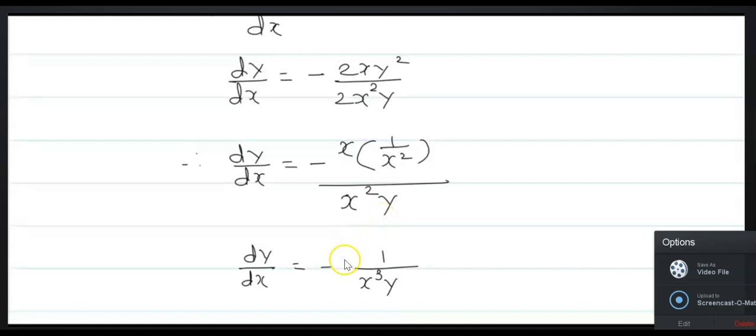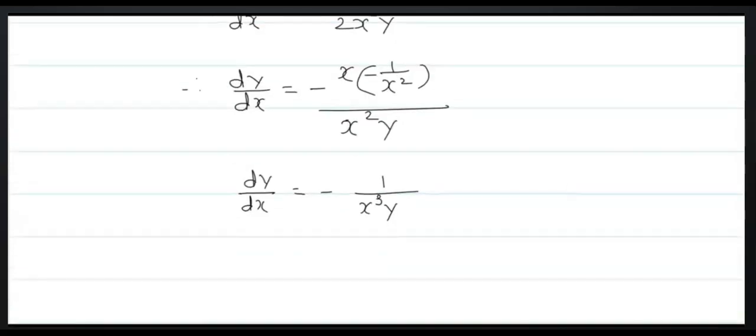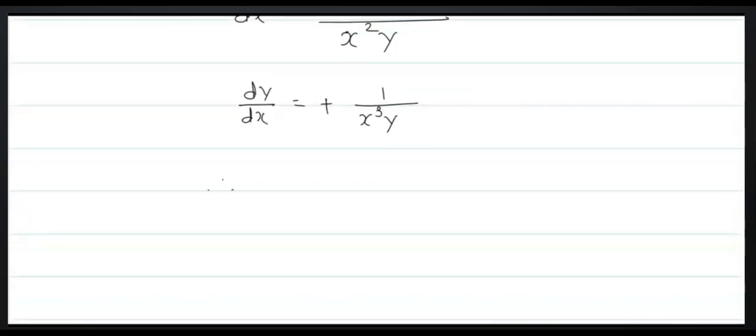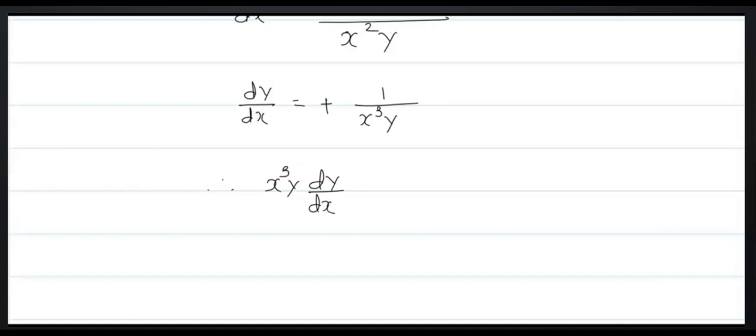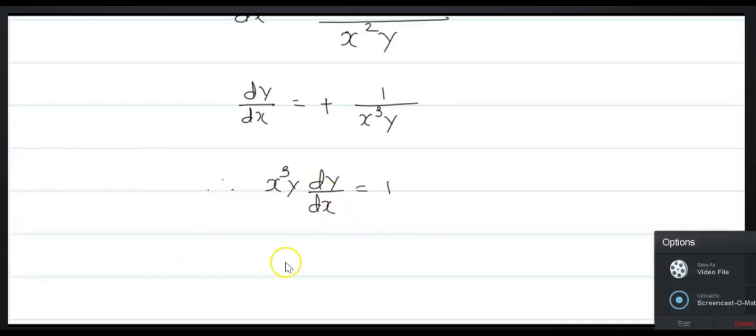Therefore its value is dy by dx is equal to minus, that minus will become plus, 1 upon x cube y. Therefore x cube y into dy by dx is equal to 1. This we have proved.